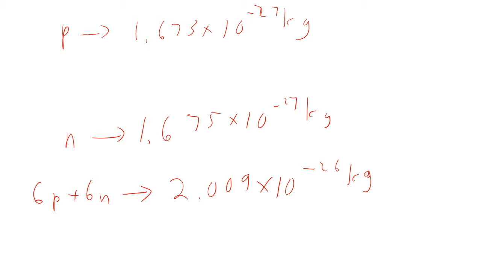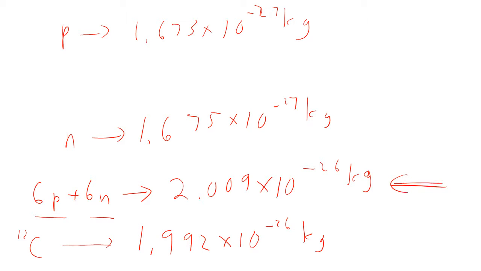Okay, now here's the problem. A carbon-12 nucleus, which is composed of 6 protons and 6 neutrons, has a mass of 1.992 times 10 to the minus 26 kilograms. Those numbers are not the same.